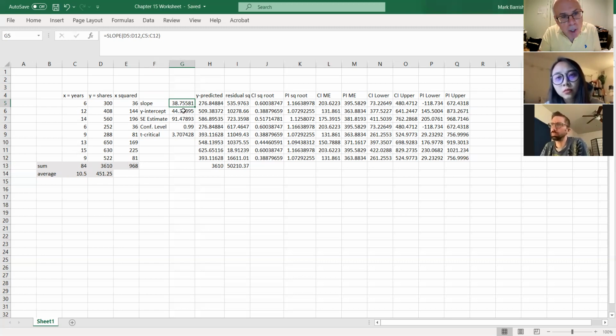It's 38.75581. And I believe, what did Minitab say it was? It was 38.76, I think, for the slope. It rounded it to 2 decimal points.